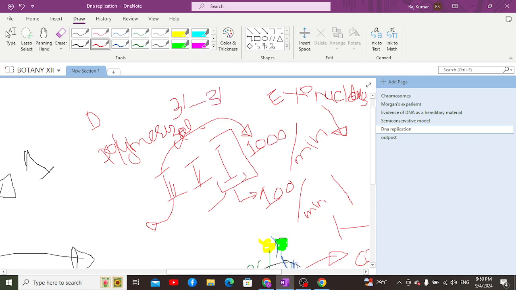But when it comes to being an exonuclease for the strand 5' to 3', that is only possessed by DNA polymerase 2. So in proofreading of 3' to 5', all three, DNA polymerase 1, 2 and 3, take part. But in the proofreading of the 5' to 3' strand, only DNA polymerase 2 takes part. So this is the major difference.